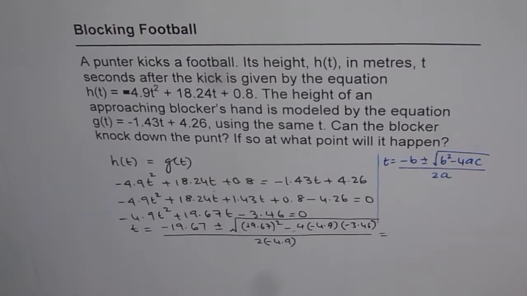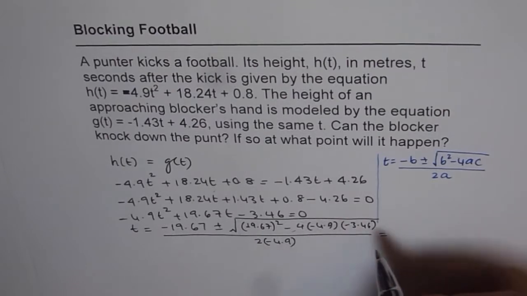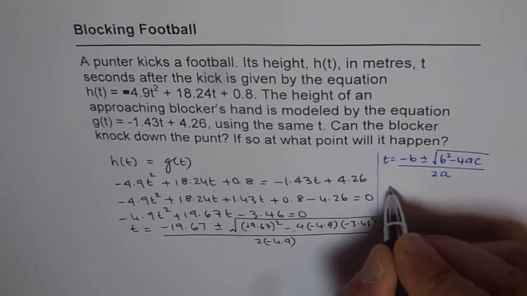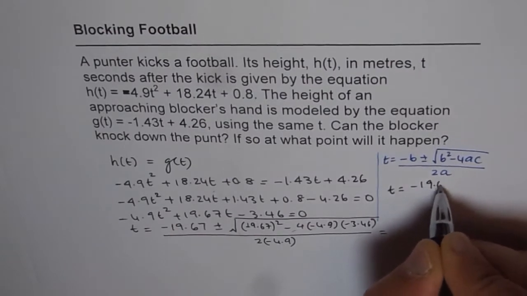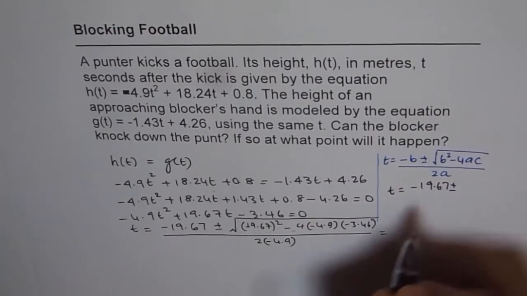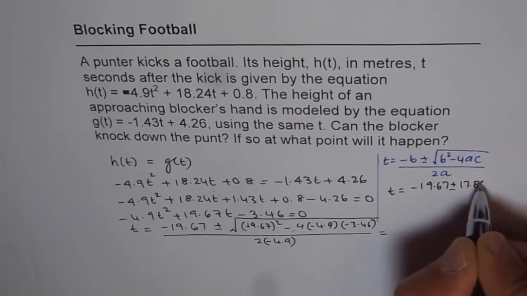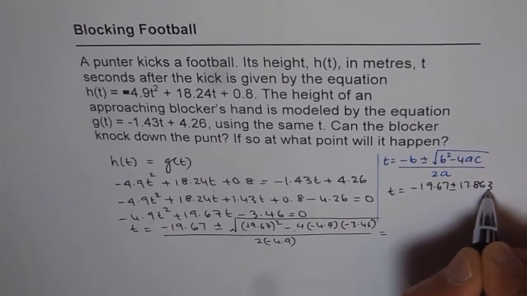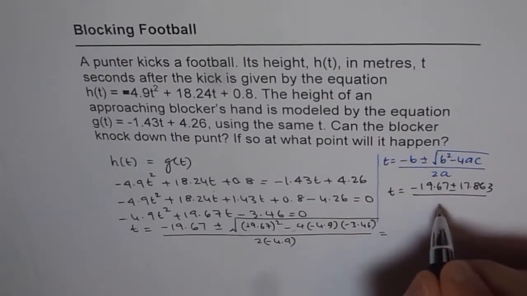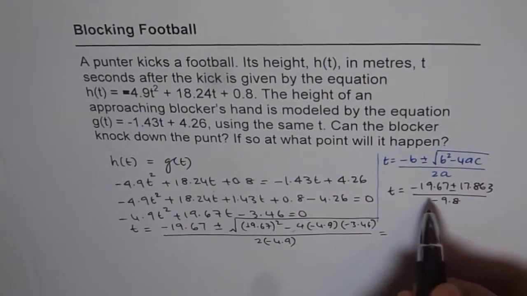19.67 square minus 4 times 4.9 times 3.46 equals 319.09. The square root gives us 17.86. So we'll write it here. So we have t equals minus 19.67 plus and minus 17.863, divided by minus 9.8, right? So those are the options.